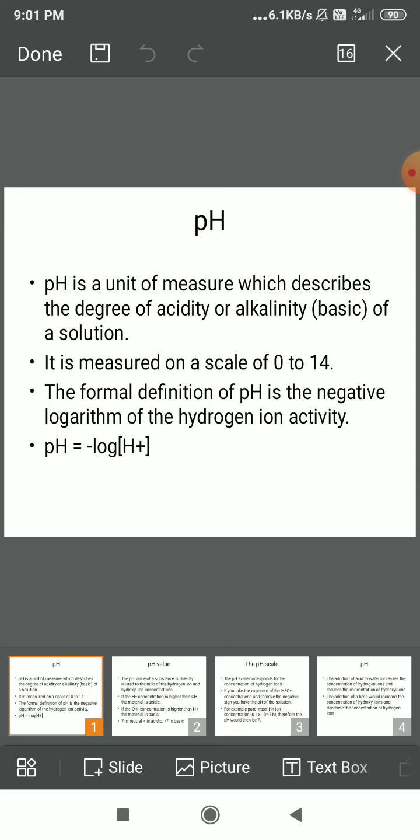Today I will explain the pH metric. First of all, pH is a unit of measure which describes the degree of acidity or alkalinity, meaning basic, of a solution. It is measured on a scale of 0 to 14. The formal definition of pH is the negative logarithm of hydrogen ion activity. Therefore, the formula of pH is equal to minus log of the concentration of H plus.